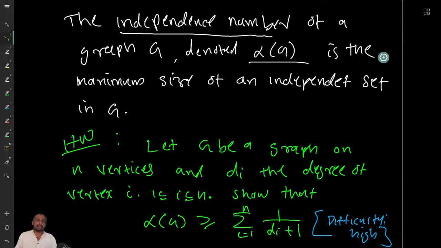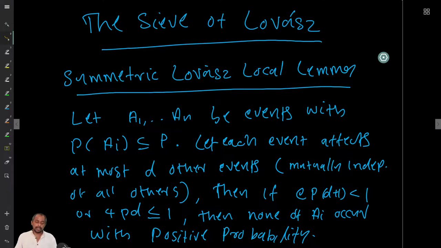But I want to tell you about a very powerful tool which is called Lovasz Local Lemma. We will look at a general form of this, but before that we want to state a simpler form, which is called a symmetric Lovasz Local Lemma. So what is the idea of Lovasz Local Lemma? It's called the sieve of Lovasz. A sieve is something that helps you to filter out only the things that you want, and throw away the remaining things.